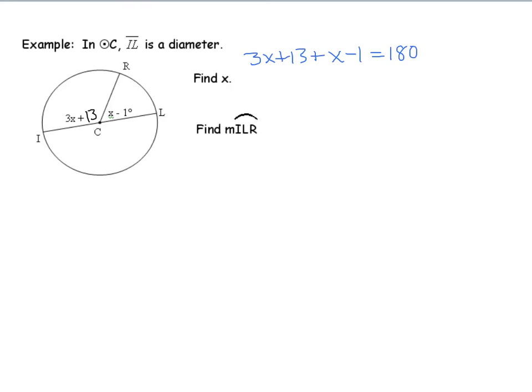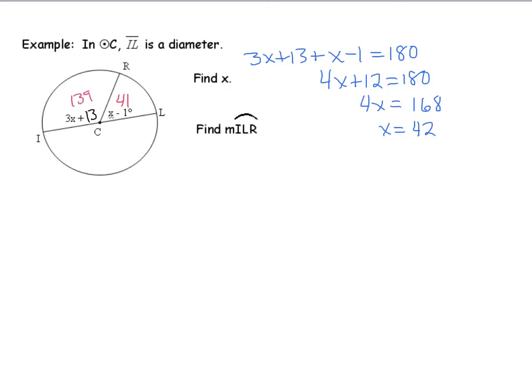Now we're going to solve this. I put like terms together, I get 4x plus 12 equals 180. 4x is going to equal, because I'm going to subtract my 12, 168. And when I divide, I'm going to get x equals 42. If x equals 42, I can plug it in. 42 minus 1 gives me 41 degrees for that one. And then the other one is 3 times 42 plus 13. I should end up getting 139.